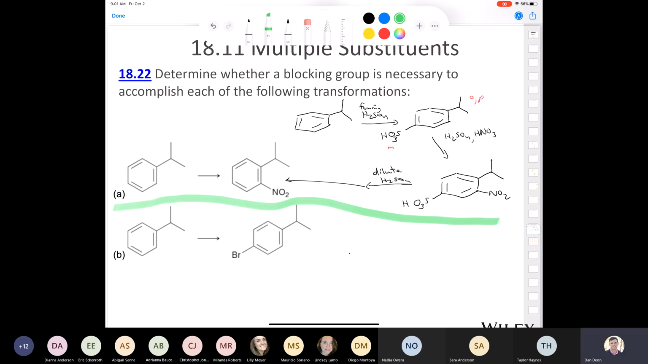But do you think you need a blocking group here? Yeah. Negative. No, I agree. I couldn't agree more. Don't need one, right? Because this is an ortho para director, and this is the para position. And we're not going to get much ortho product because the isopropyl group is so large. All we have to do is treat that with bromine, Br2, and FeBr3. Done. Just like that. Boom. Nothing to it.